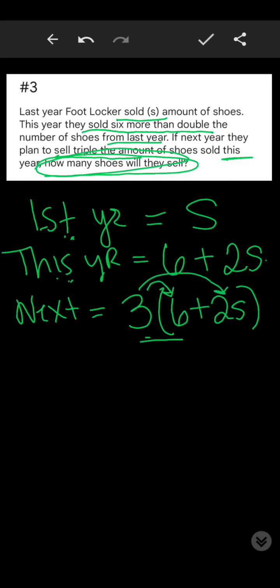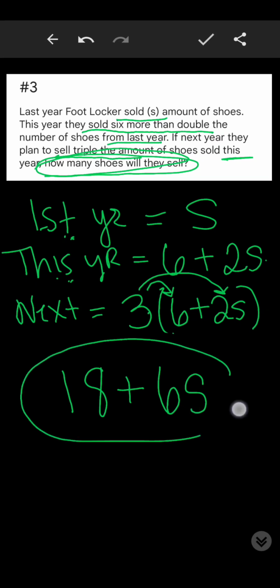And we're going to go ahead and solve it. 3 times 6 is going to give me 18. And then 3 times 2S is going to give me 6S. And then you just tack the S there on the bottom. And your final answer will be 18 plus 6S.